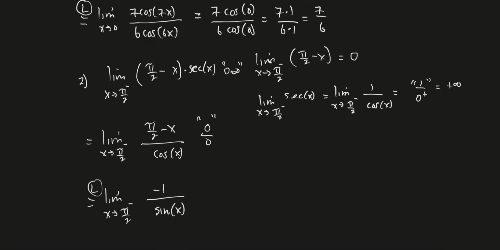Right? And then this I can evaluate because as x approaches pi over 2 from the left, the sine approaches 1. It approaches positive 1. So what we end up with here is -1 over 1. So that's -1.